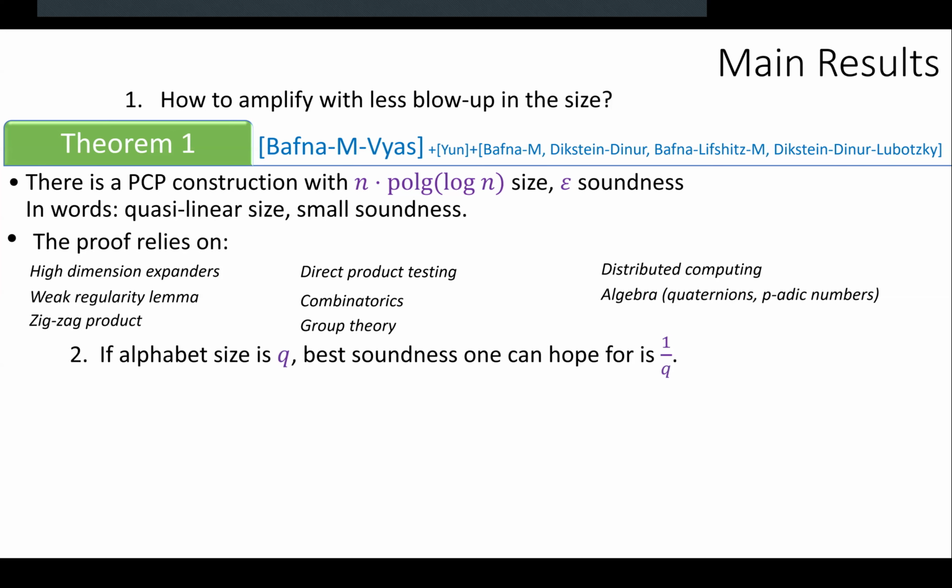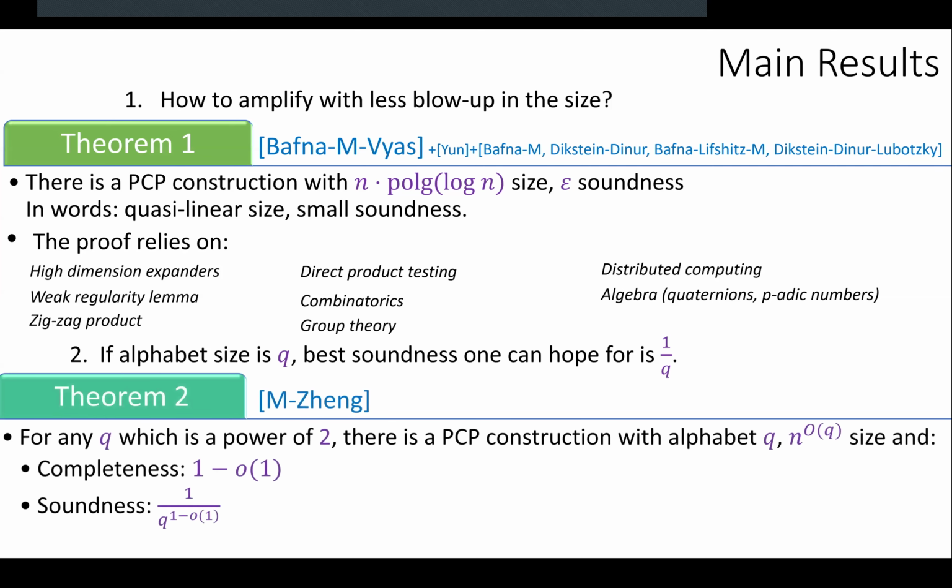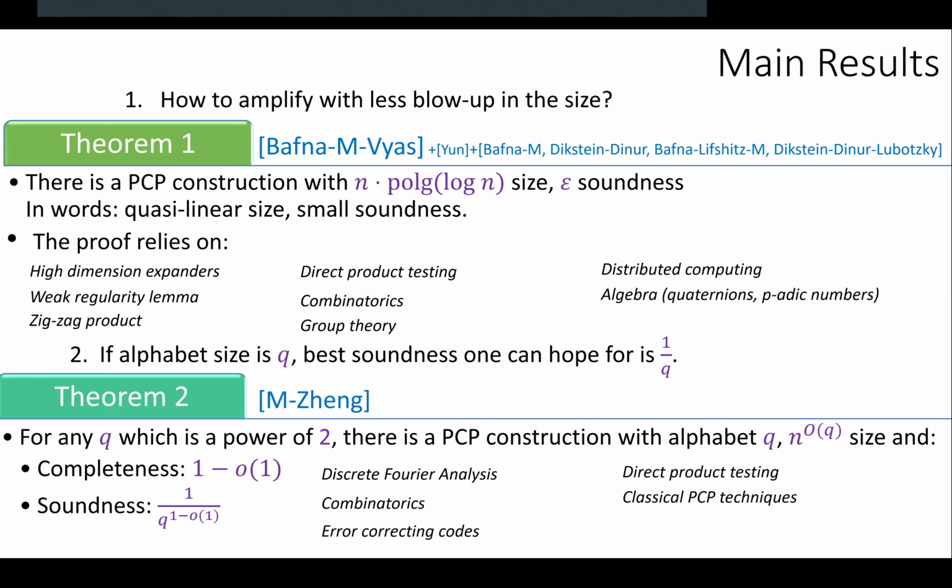And now the second question: can you get small soundness for Q? It's a joint work with Kai Zhe Zheng. We prove that for any Q which is a power of 2, you can come up with a construction of size Q. The size is polynomial in Q, and the completeness is almost 1, and soundness is almost 1 over Q. And again, it takes some mathematics, in this case Fourier analysis, property testing, and some PCP stuff.